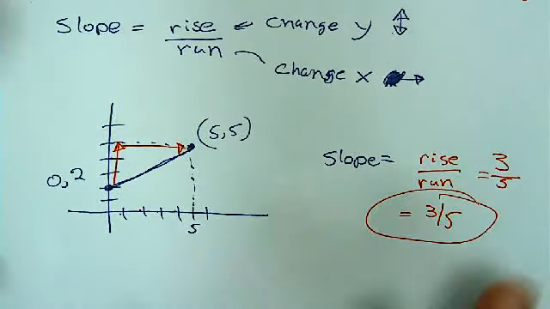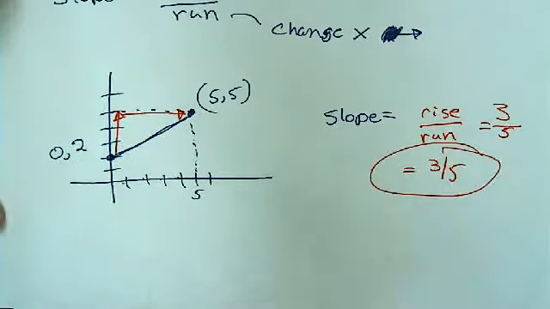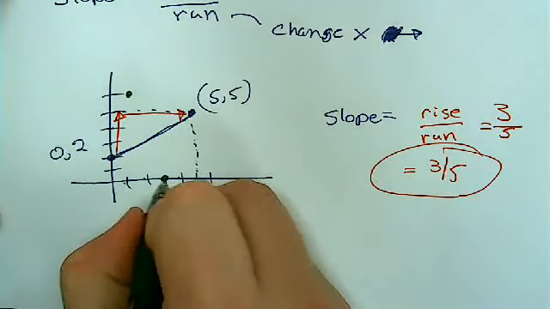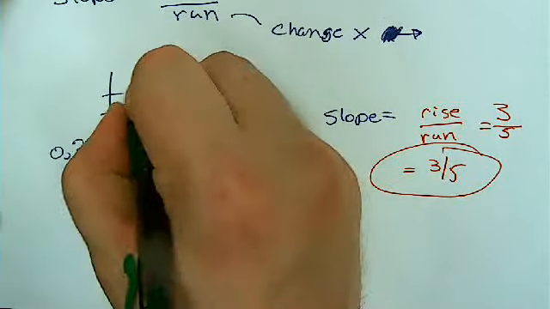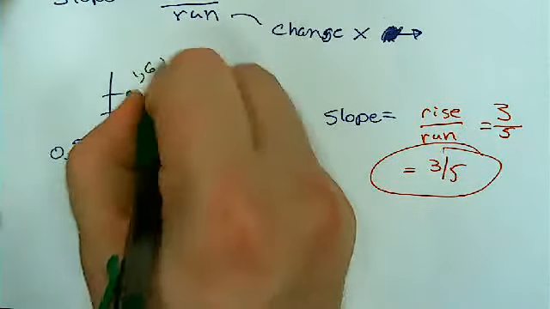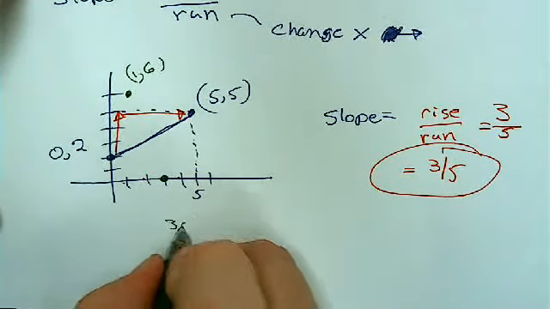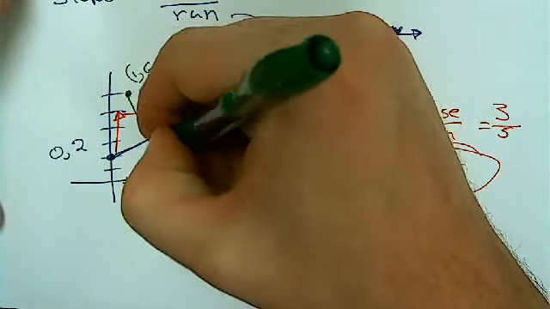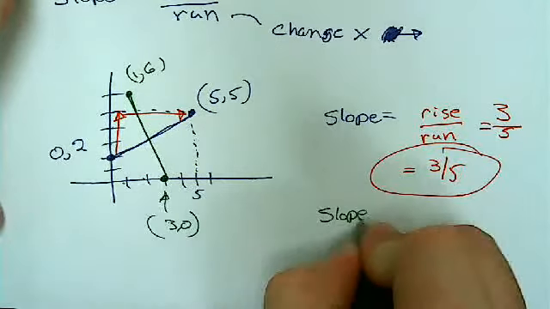Now this gets a little more complicated when we start changing up the direction. So for example, let's do another one, but I'm going to put a point right here, and a point right here. So this is at 1, 6. Here's a point down here, which is at 3, 0. Here's my segment. So we're going to look at the slope for that.